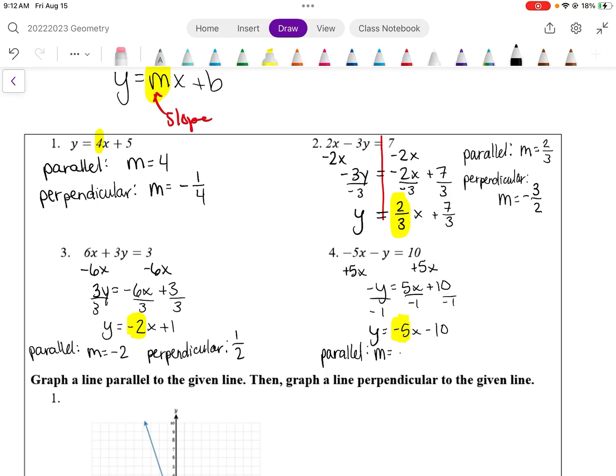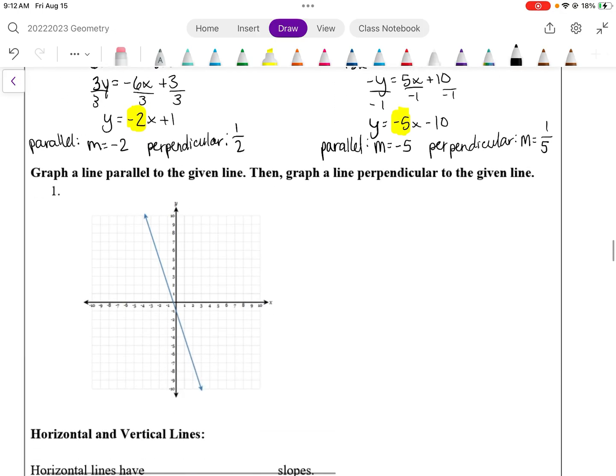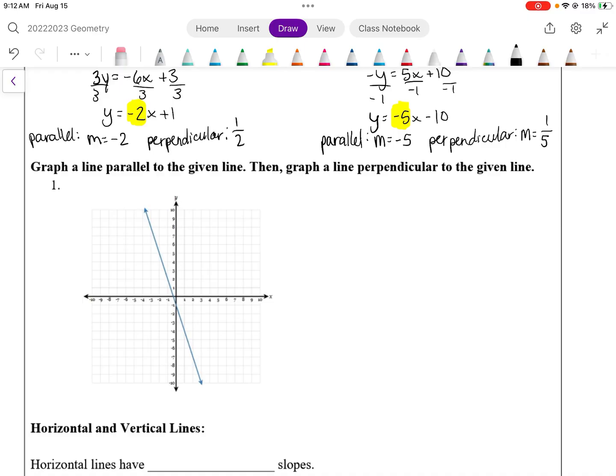Okay. So this one, my slope is negative 5. So parallel would be the same, negative 5. Got a slope of negative 5. For a perpendicular line, my slope would be positive 1/5.